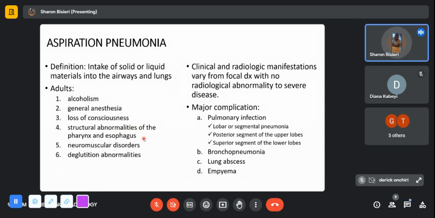In terms of the clinical and the radiological manifestations, they can vary from focal disease that has no radiological abnormalities to very severe disease. The major complications of aspiration pneumonia include pulmonary infections, and these infections tend to be confined within a lobe or a segment. So you have lobar or segmental pneumonia, and more specifically, it tends to affect the posterior segments of the upper lobes and the superior segments of the lower lobes. Other complications include bronchopneumonia, lung abscesses, or empyema.